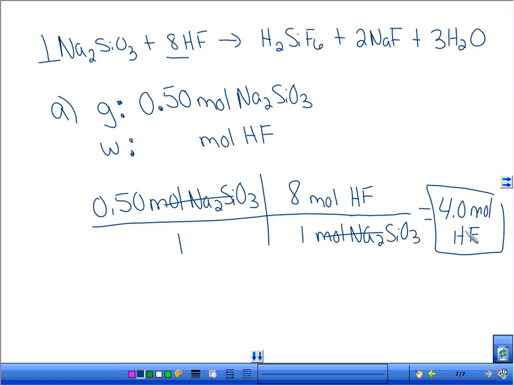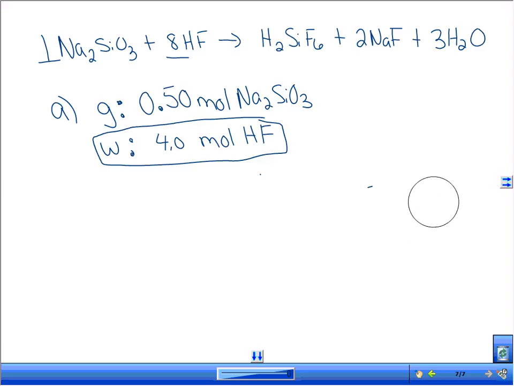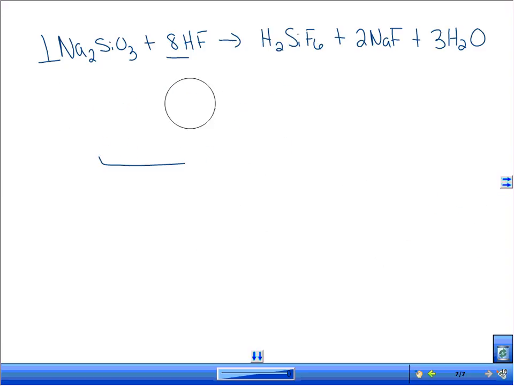So our answer here would have been 4.0 moles of HF, and I know I stopped my tic-tac because I've gotten to where I want. So there's what we call a baby mole problem, very easy one to do. All right, so I'm just going to erase where we can keep that balanced equation sitting up there. And then we're going to go on to B.